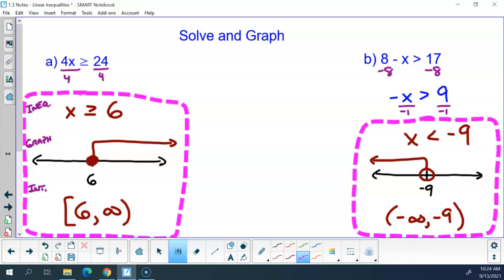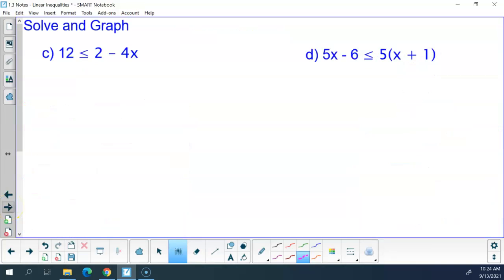Questions, comments, concerns, haikus? Love it. Okay. You try those two. Solve, graph, and interval them for me.